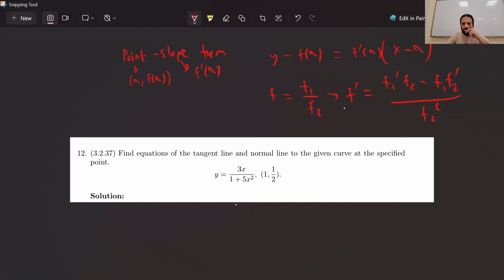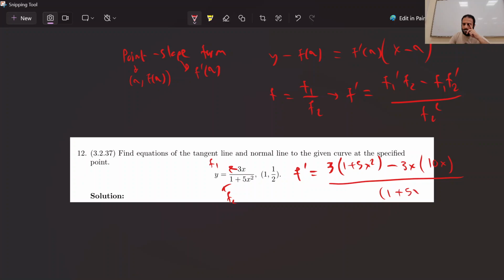Now let's find the derivative, Faisal. F prime equals what? Up top you have 3 for f1, times f2, which is 1 plus 5x squared, then minus 3x times 10x, over f2 squared. Yes, thank you.